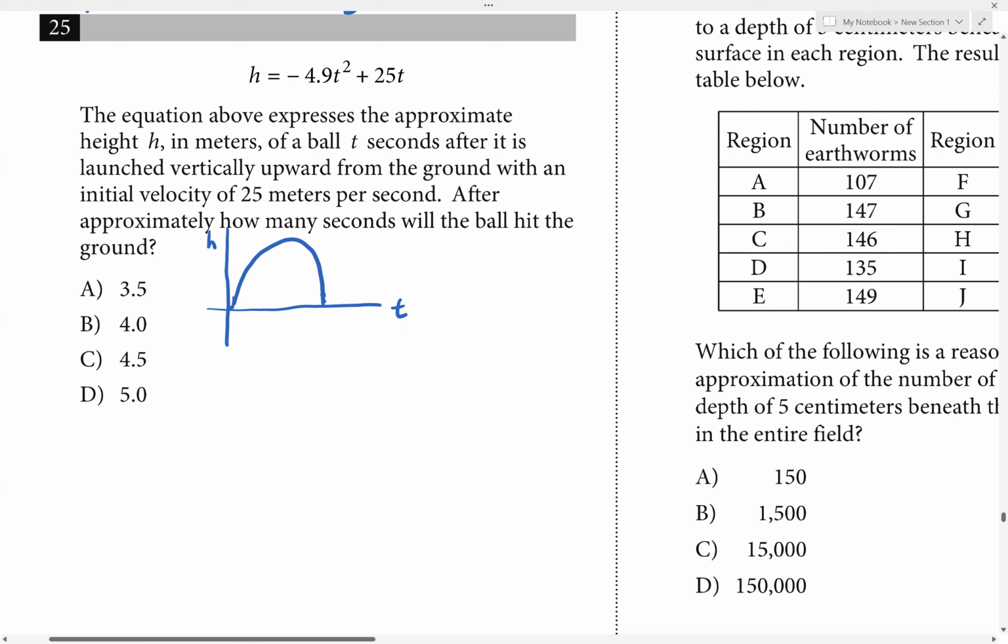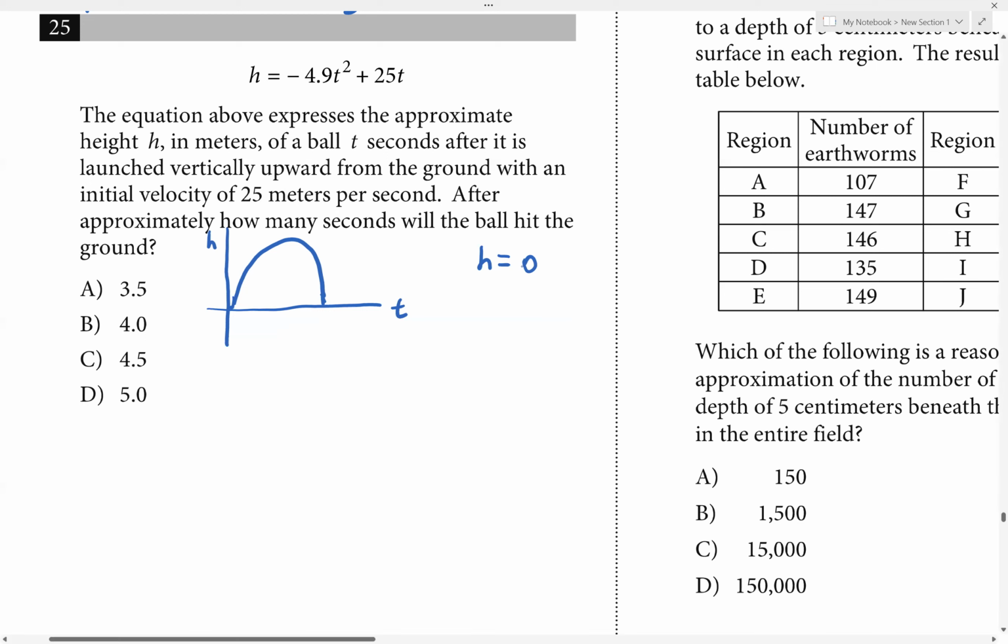So the question says, after approximately how many seconds will the ball hit the ground? So we have to know what we are solving for here. When the ball hits the ground, at that point the h value, the height, should equal 0, because the ball is on the ground, so there's no height.